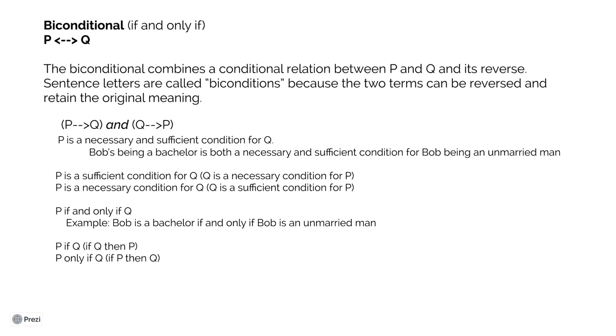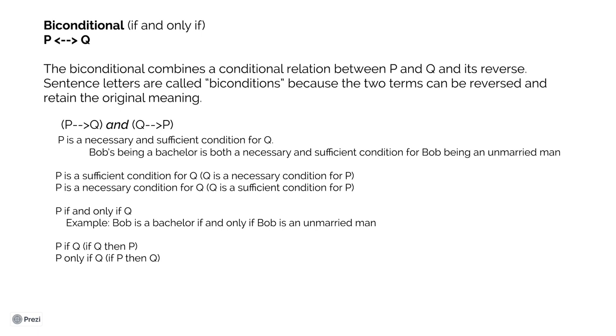For example, Bob is a bachelor. Bob's being a bachelor is both necessary and sufficient for Bob being an unmarried man. If Bob is a bachelor, then Bob is an unmarried man. If Bob is an unmarried man, then Bob is a bachelor. So in this example, P is a sufficient condition for Q. Bob's being a bachelor is enough to conclude that Bob is an unmarried man. P is also a necessary condition for Q. By definition, if Bob is a bachelor, he must be an unmarried man. So we could say P if and only if Q. Bob is a bachelor if and only if Bob is an unmarried man.